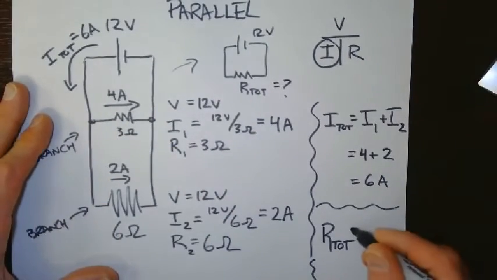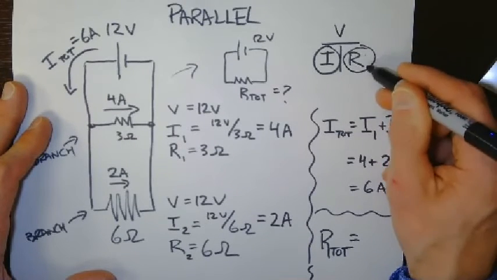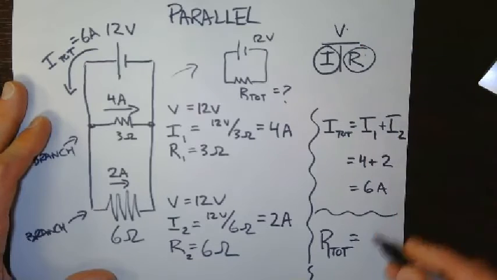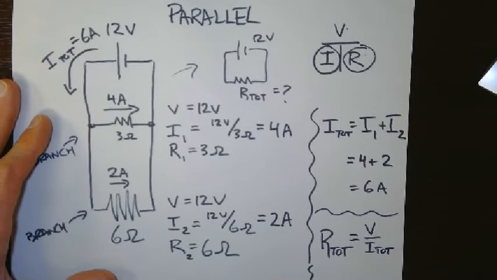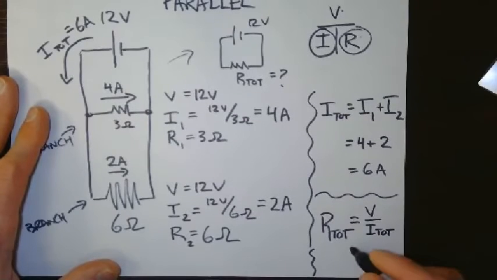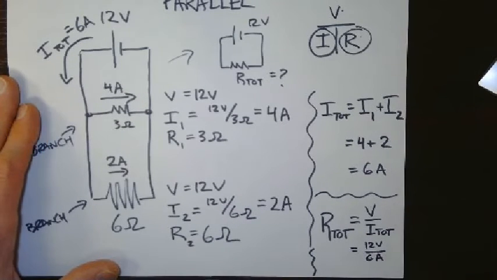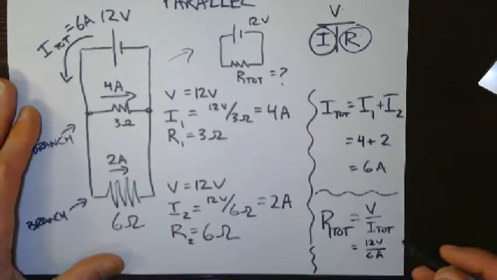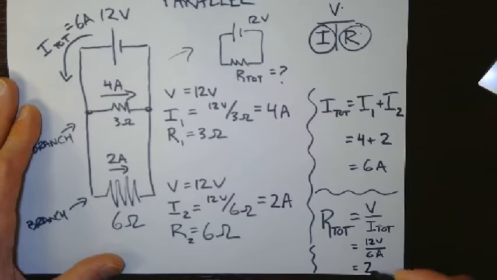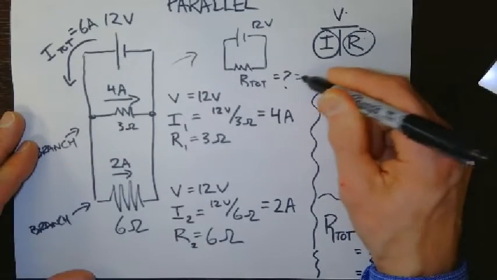Okay. The easy way to find this, again, is to use your Ohm's law. We take the R. R is V divided by I. But you have to use the total I here. So this would be 12 volts divided by 6 amps. And of course, 12 divided by 6 is 2. Because it's resistance, this is ohms. So our answer here is that R total would be 2 ohms.